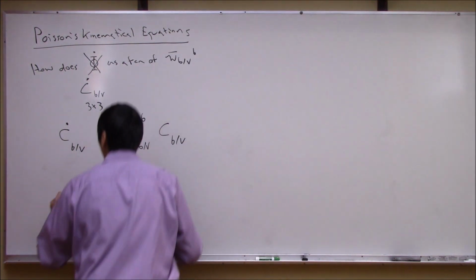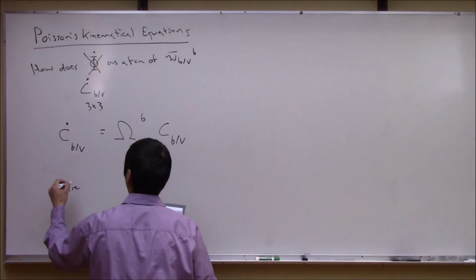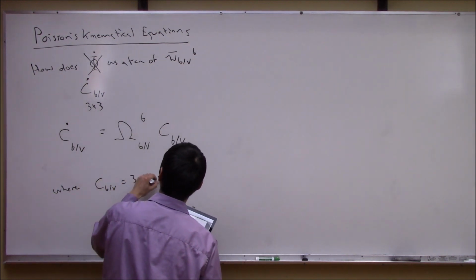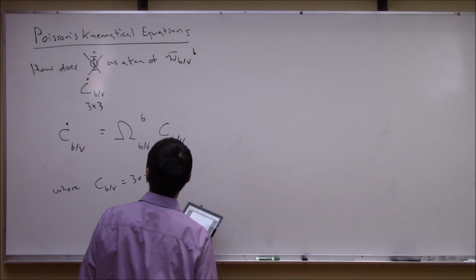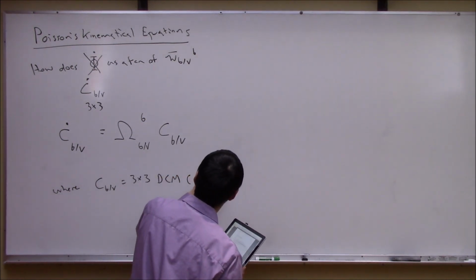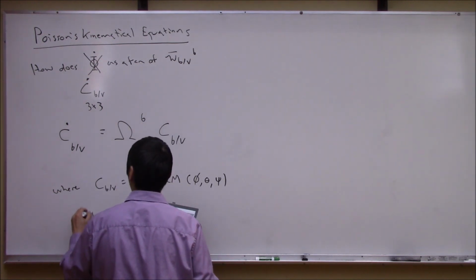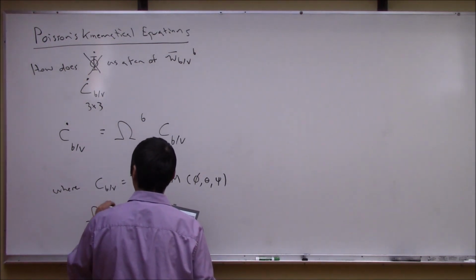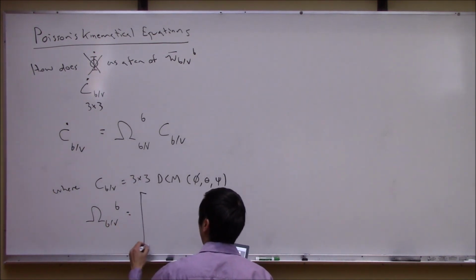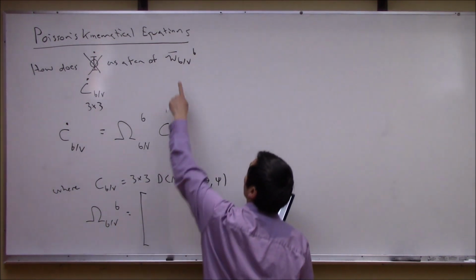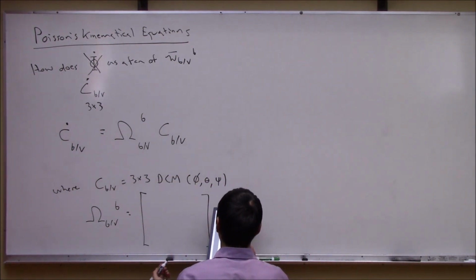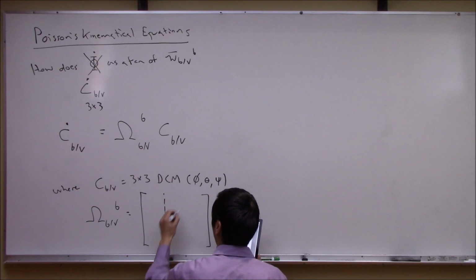So in this case, again, C b with respect to v is your 3 by 3 direction cosine matrix, a function of phi, theta, and psi. And here, this capital omega b with respect to v expressed in the body frame, the reason I wrote that is this is also a 3 by 3 matrix, which has the elements of lowercase omega b with respect to v, or it has p, q, and r in its elements. So again, this guy is a 3 by 3.